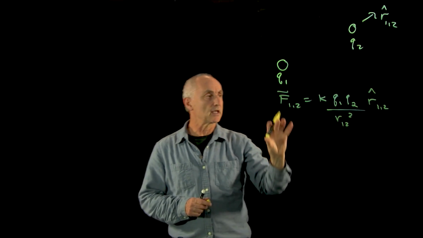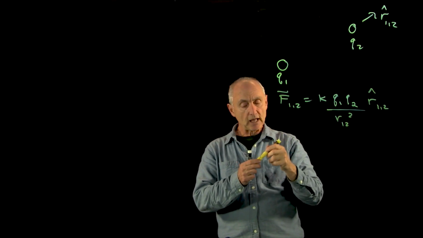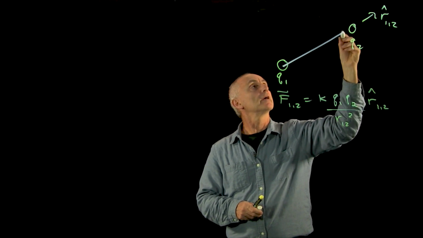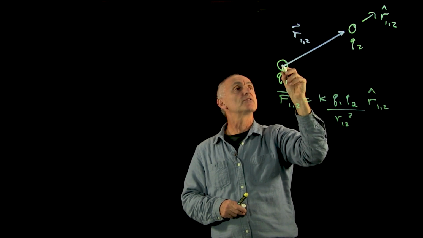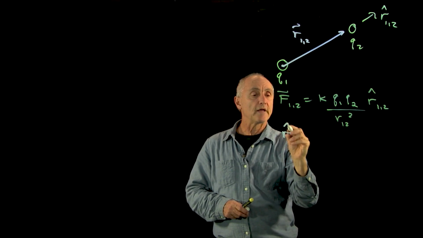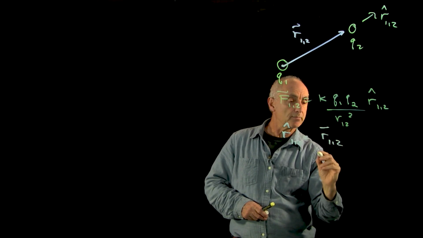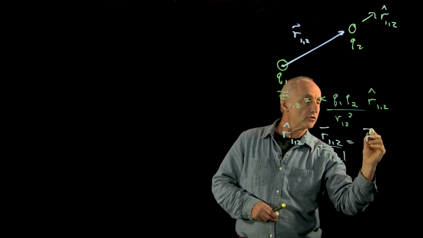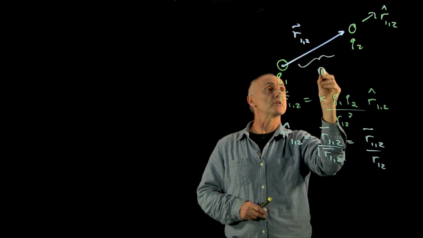Now, one of the issues in applying Coulomb's law is this is an abstract expression. And we'd like to make one more version of it. Let's write the vector R1, 2. This is the vector from object 1 to object 2. We know that the unit vector is equal to the vector divided by its magnitude. And the magnitude of that vector is what we're denoting as R12, this distance.